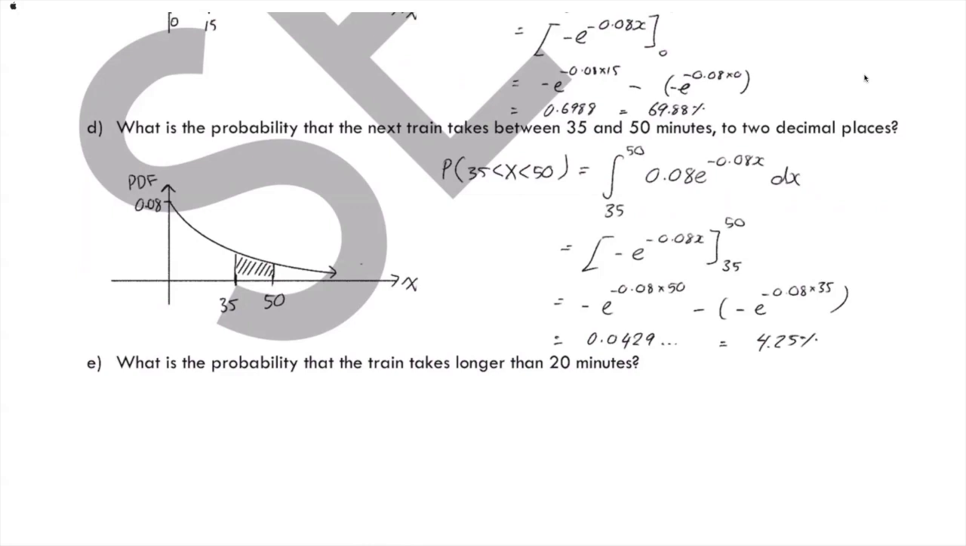On average, every 12.5 minutes. So if all you know is trains show up every 12.5 minutes, what's the chance it shows up within the next 15 minutes? 69.88%. What's the chance it doesn't show up for 35, but then shows up within the next 15 minutes after that?